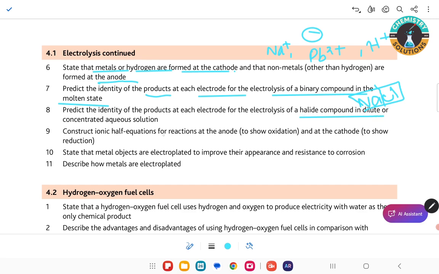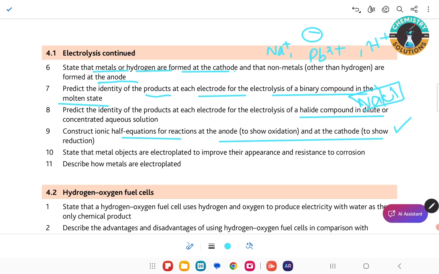So for any of the halide dilute or concentrated solutions, the point which you all must remember is that halogens are always formed when a concentrated solution or molten solution is there. With dilute solutions, hydroxide ions will discharge at the electrode, that is the anode, and it will form oxygen and water as the products. Okay, so construct the half equation for the reaction at the anode. You all know that oxidation is taking place there, we have done it right now.